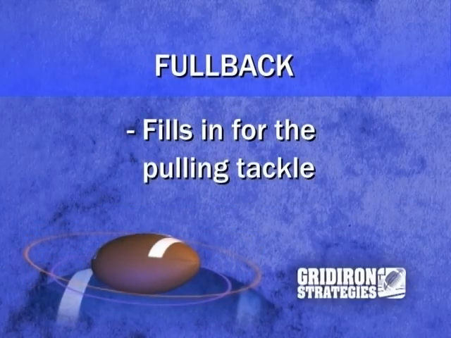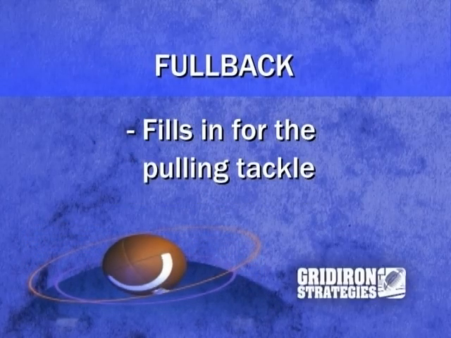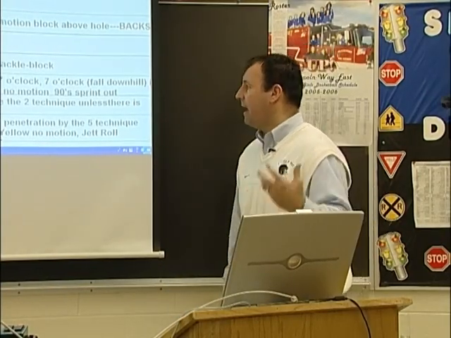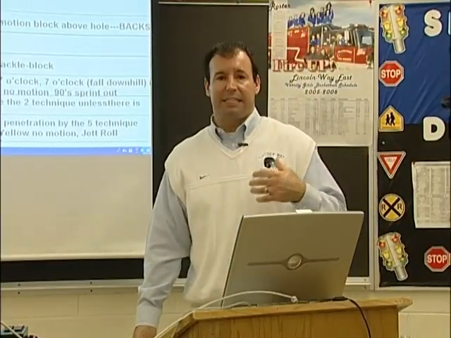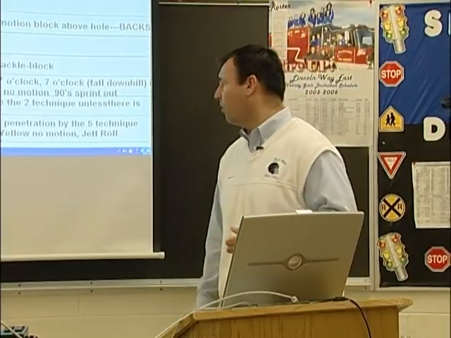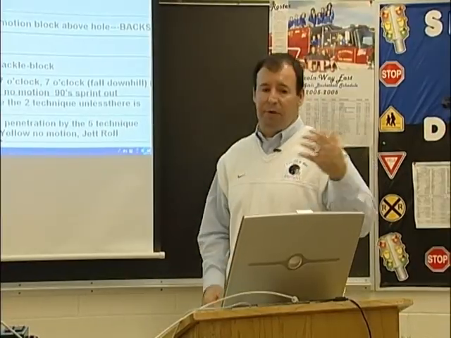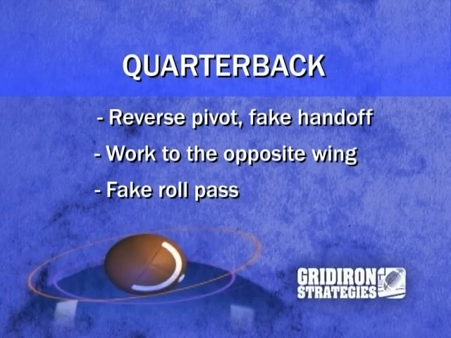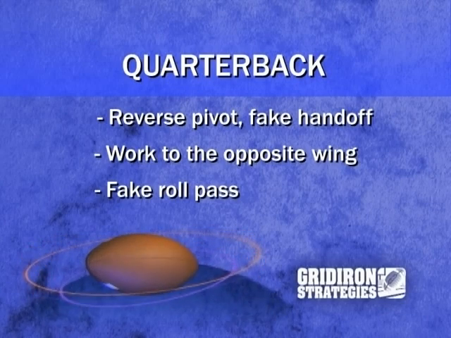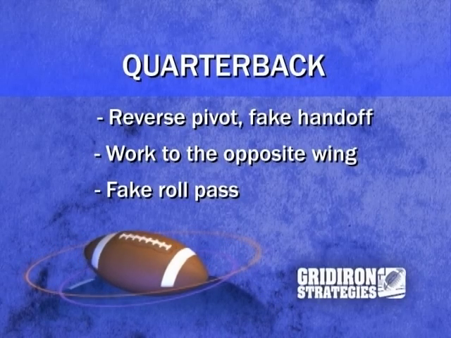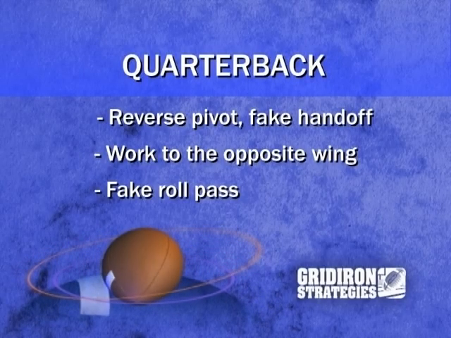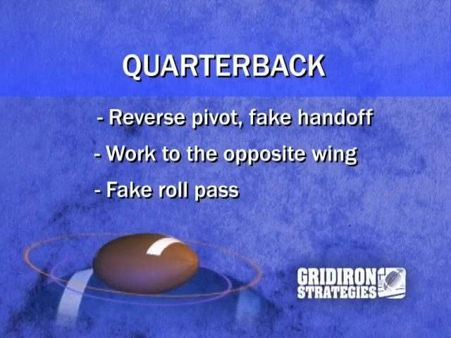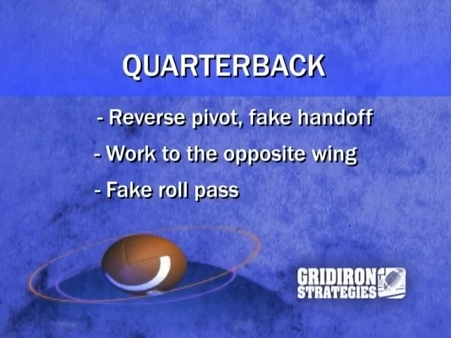Our fullback is going to fill in for that pulling tackle. This is a very important block depending on how that 5, 6, or 7 technique is playing. So he's got to stay very tight and replace that pulling tackle as quickly as possible and not allow any penetration in the hole. Our quarterback is going to reverse pivot and fake like he's going to hand the ball off, and kind of fall downhill as he fakes like he hands the ball off to the running back. Then he's going to work himself downhill towards the opposite wing, and then continue out as if he was faking a roll pass situation.